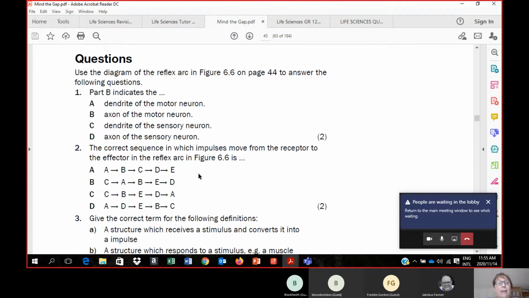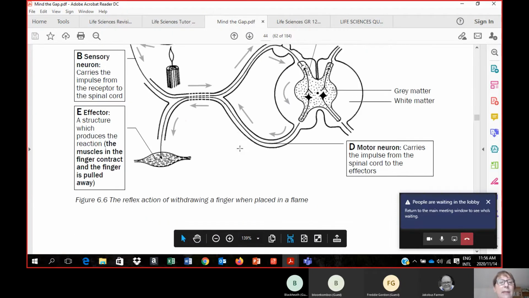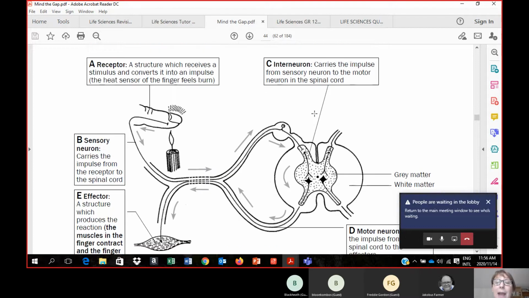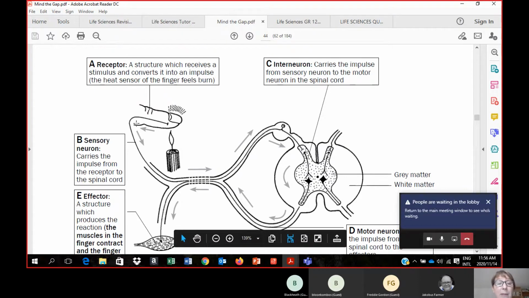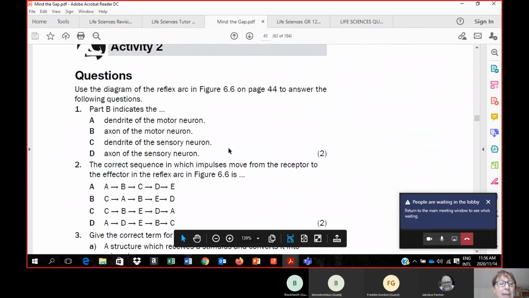Okay? Then the next question says, the correct sequence in which impulses move from the receptor to the effector in the reflex arc is... Now we've got all these different options. There's the receptor over here. So it's going to start with A and go from the receptor, A, B, C, D, and E. So receptor, sensory neuron, interneuron, motor neuron, and effector. That's probably going to be one of our options, A, B, C, D, E. So we write down A.